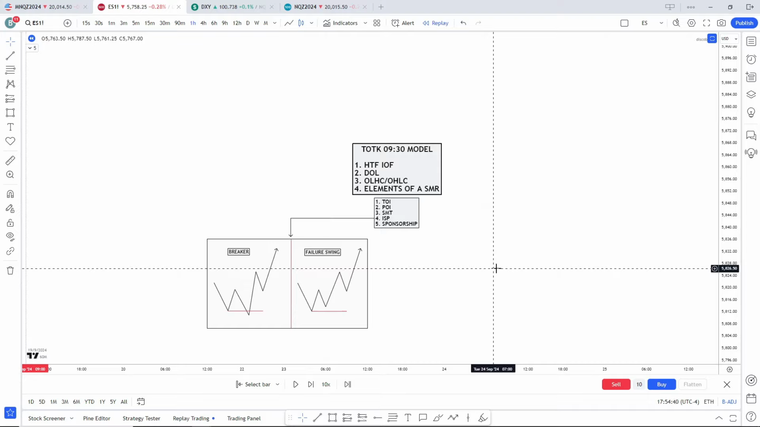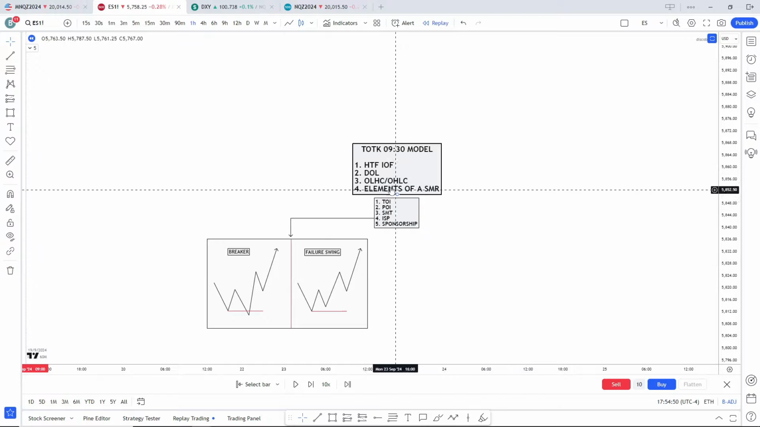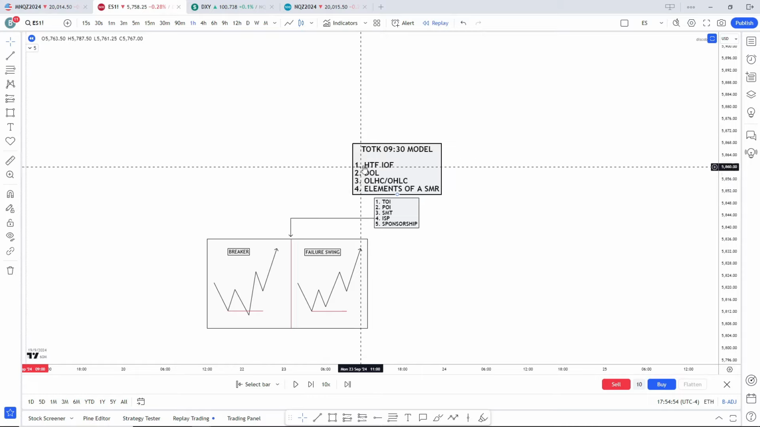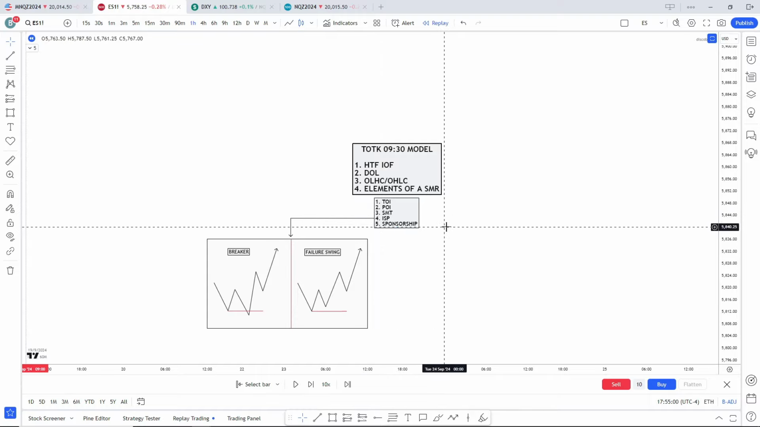So, with every model, we first need to identify some criteria, okay? Now, this model criteria has one main section of 4 elements or 4 pieces of criteria, followed by one subsection of 5 other little processes. And we will talk about all of these throughout the trade example. But first, let's list them off.